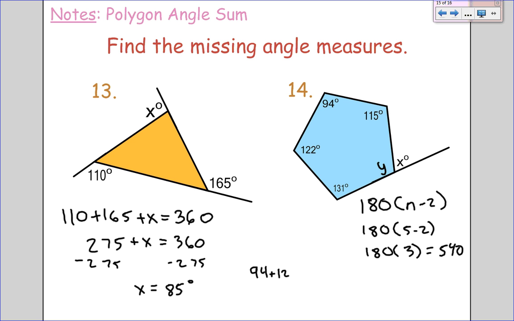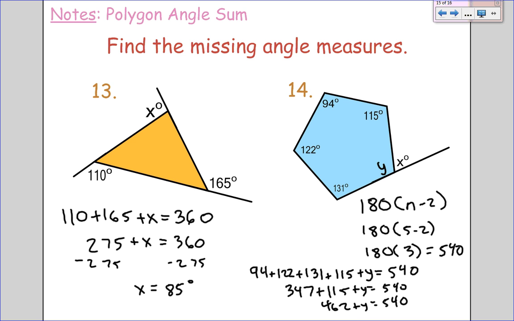94 plus 122 plus 131 plus 115 plus y equals 540, because all the angles on the inside add up to 540 on a pentagon. Okay, we add these up, we get 216, plus 131 is 347, plus 115 plus y equals 540. So 352, 362, 462 plus y equals 540. Subtract the 462, so y equals 78. So right there I can put 78 degrees.